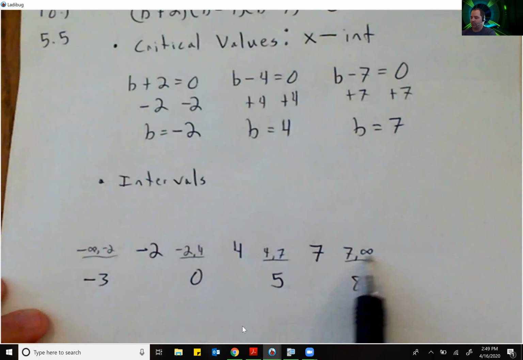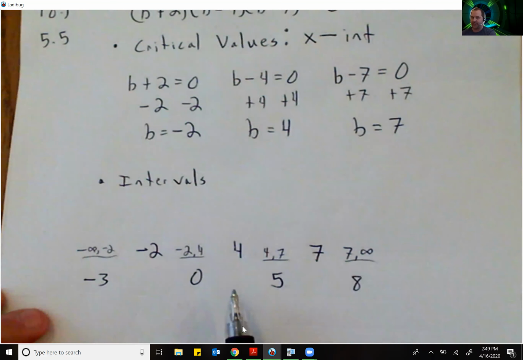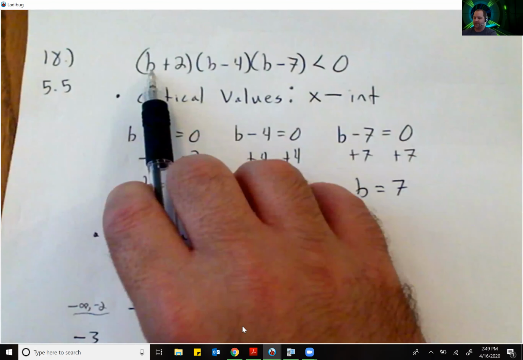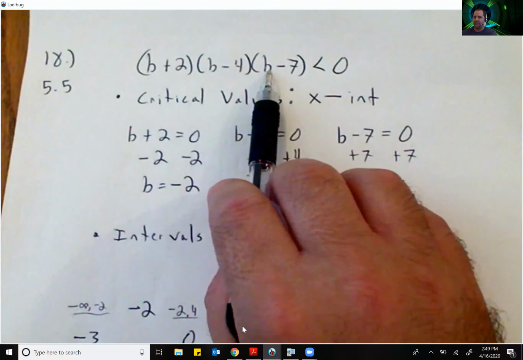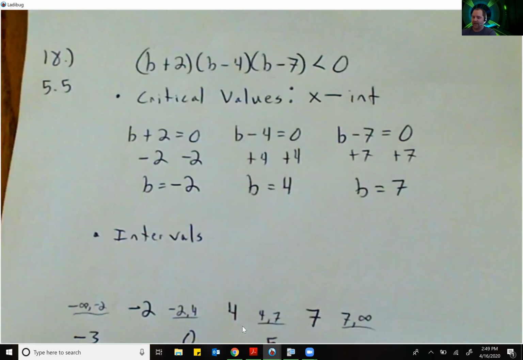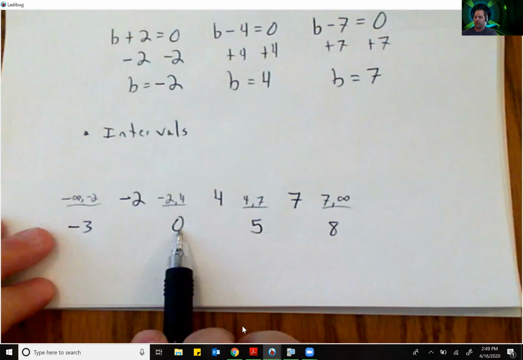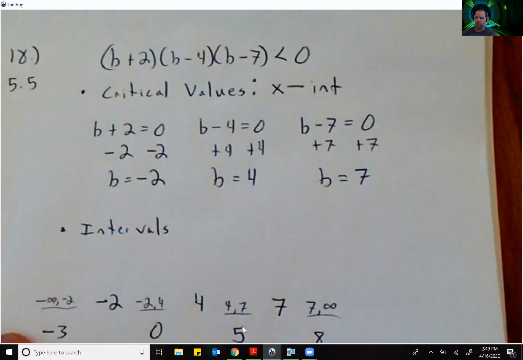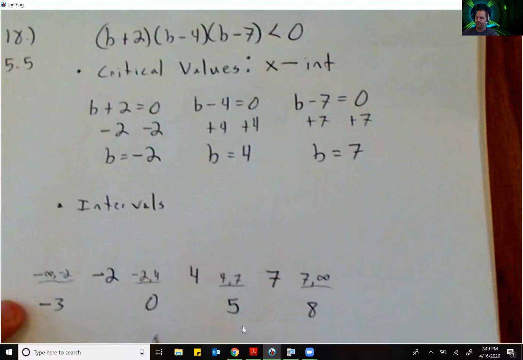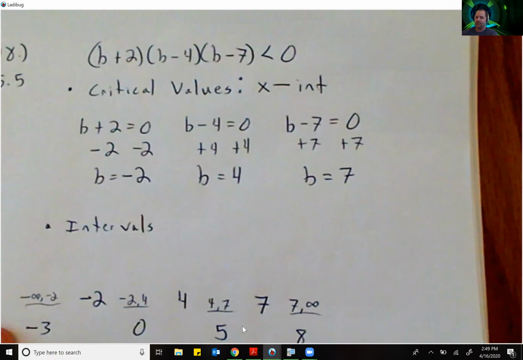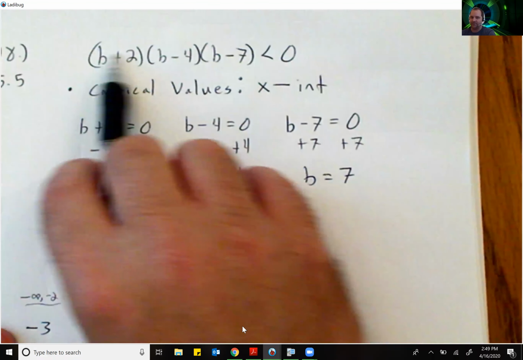and all I want to know is if the answers, when I plug these numbers in, so I'm going to put a -3 in each one of these spots, all I want to know is if the answer is positive or negative. We're going to take 0 that we have down here, and we're going to plug it into each one of these B's and figure out if it's positive or negative. We're going to take the 5 and plug it in and figure out if it's positive or negative. And we're going to take the 8 and plug it in and figure out if it's positive or negative.